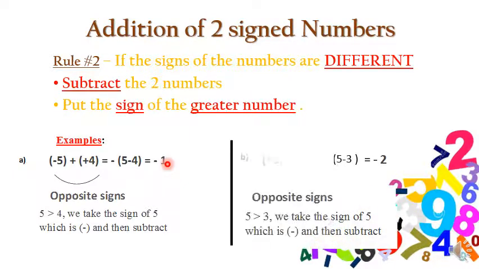Another example. Positive 3 plus negative 5. We are adding two different signs. 1, we subtract. So 5 minus 3 is 2 and put the sign of the greater number. So let's compare who's greater, 3 or 5. 5 as a number is greater than 3. So we take the sign of 5. So the answer will be negative 5 minus 3, which is equal to negative 2.